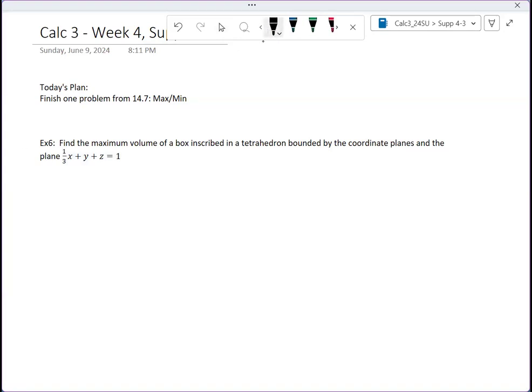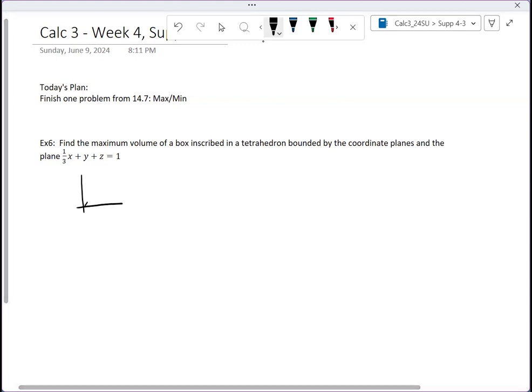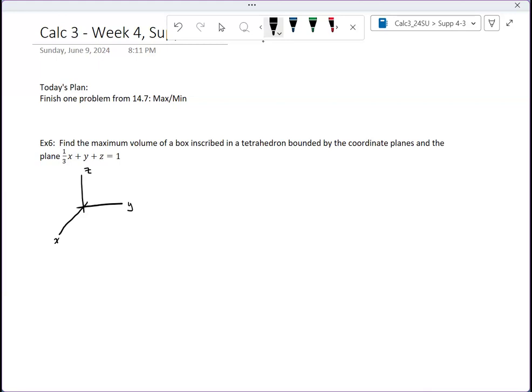So let's start by sketching this. So we have our three coordinate planes. Let's try to see where this plane 1/3 x plus y plus z equals 1 intersects the others. So on the z-axis, when x and y are 0, z is going to be 1. When x and z are 0, y is going to be 1. And when y and z are 0, x is going to be 3. So I see that this is kind of my region that I'm looking at here.